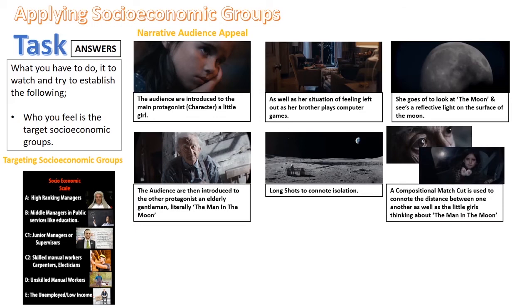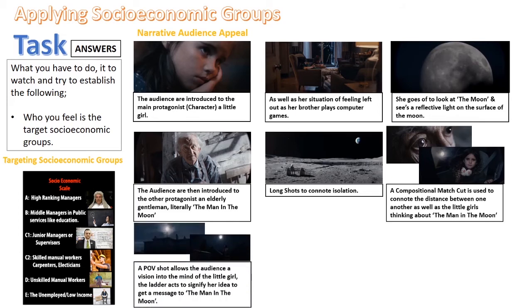There are long shots that reinforce this, that create this kind of sense of isolation. And there are also technical elements such as a match cut. A compositional match cut between his eyes looking back at Earth and her looking at the moon. So it shows that there's a connection, it connotes this connection between the two of them. So it's almost as if it is a family member. Then we see a POV from the little girl's point of view, which showcases a ladder, sort of signifying going towards the moon.